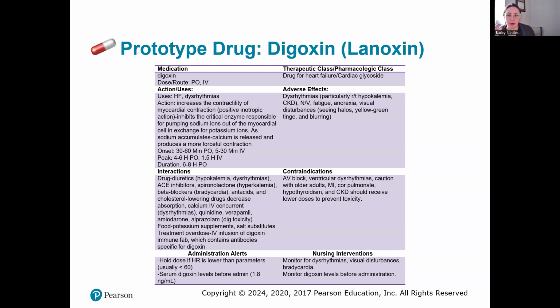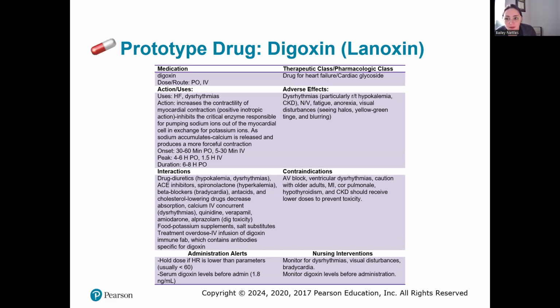The rest of it is how it works, but it makes sense if you know the why, okay? So it inhibits a critical enzyme responsible for pumping sodium ions out of the myocardial cell in exchange for potassium. So it's hanging onto the sodium, and then as the sodium accumulates in the myocardial cell, calcium is released, and the calcium and the potassium together provide a forceful contraction because that's what they do. Okay. It has a pretty fast onset.